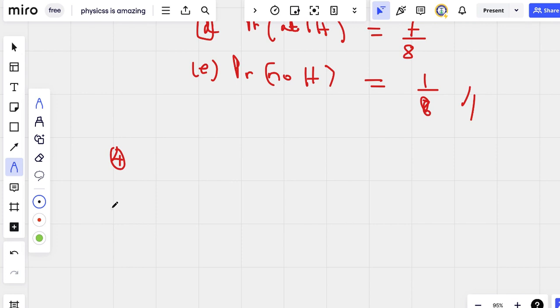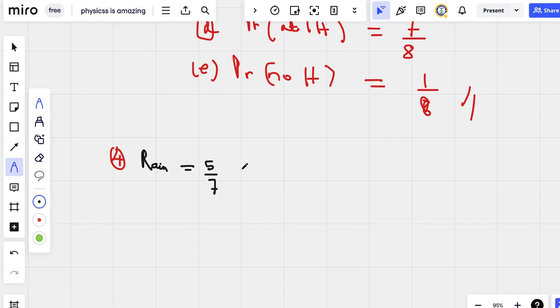Question number 4. Now we say in winter, the probability that it rains on any one day is 5 over 7. Okay, so I will not write all the words. In winter, the probability that it rains on any one day is 5 over 7.